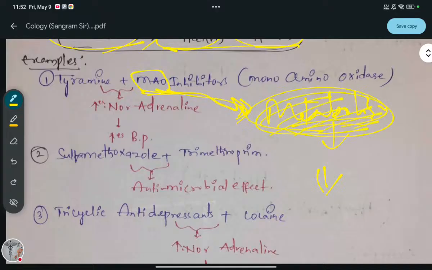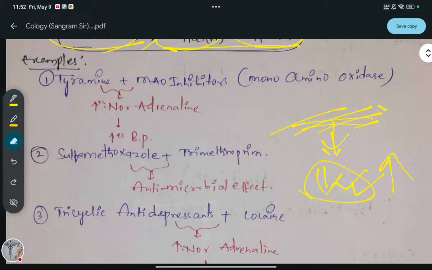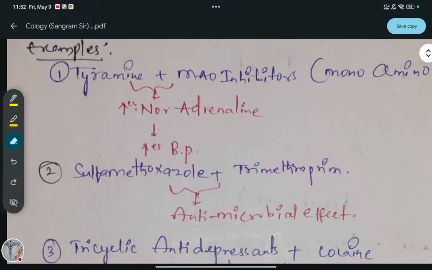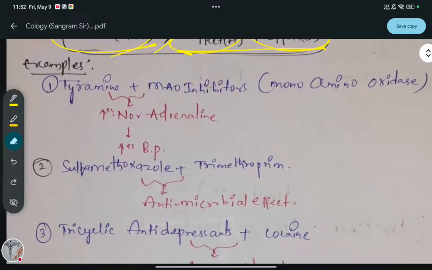Why? Because the enzyme is less, not as usual as earlier. So since the metabolism will decrease, the drug will be more in the body, and when the drug is more in the body, it will show more effect. Okay, so MAO is a very important metabolic enzyme, and if we decrease that MAO, see here, MAO inhibitor is there.